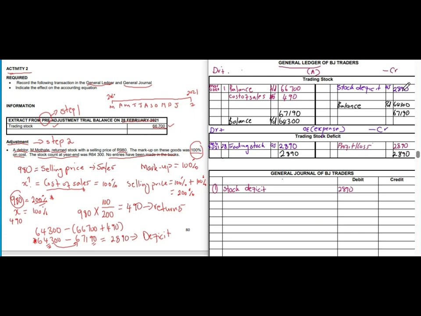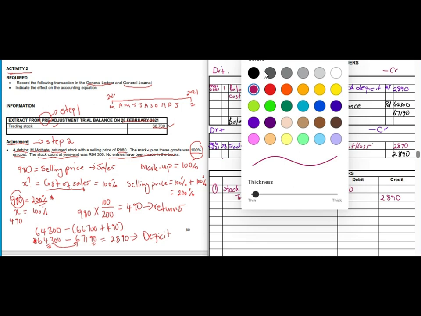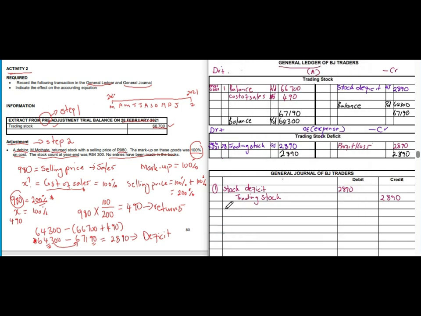2,890. And then the last account to be credited, it's double entry principle. The last account to be credited is what? It's trading stock. And then we are writing trading stock is credited with 2,890, and then we are going to have a narration for this. So we need to provide an explanation. Why are we saying so? Because we have lost the stock. Lost the trading stock. That's why we have a deficit. We lost a trading stock.